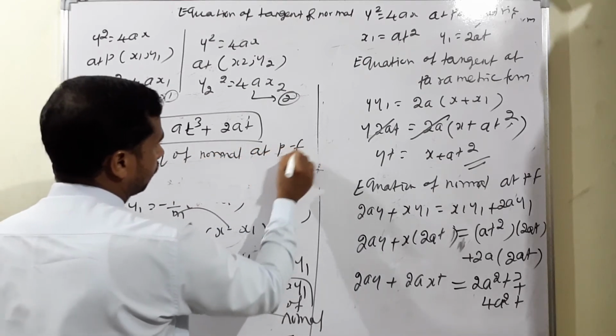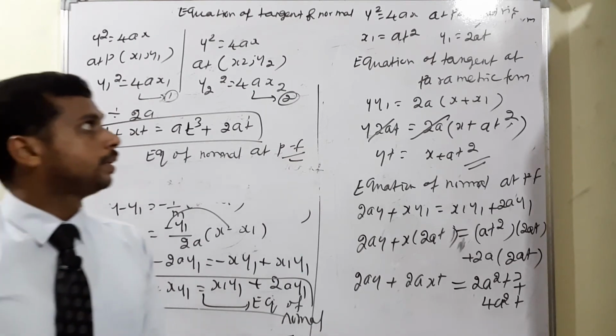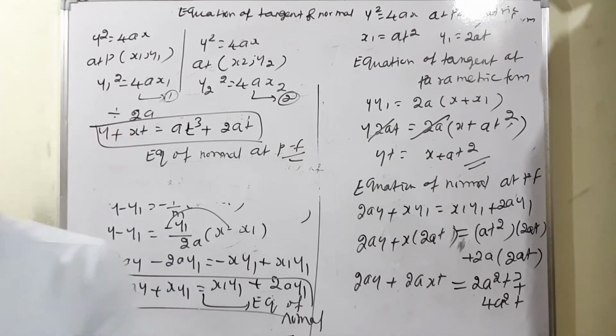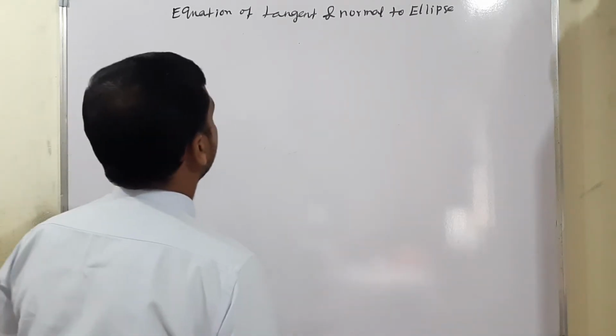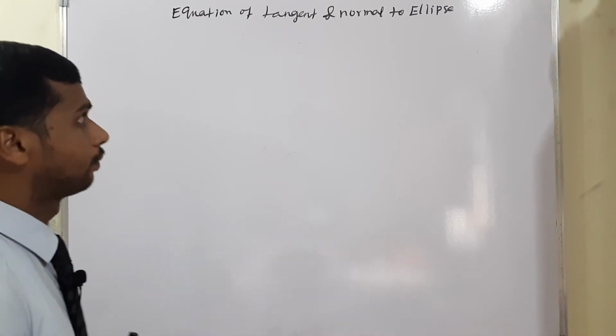In parametric form, okay. So now I am moving to the next condition. Next condition means again the same parametric form, parabola, okay. So now moving to how to find the equation of normal and tangent to the ellipse in parametric form.